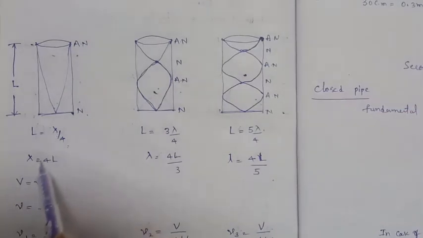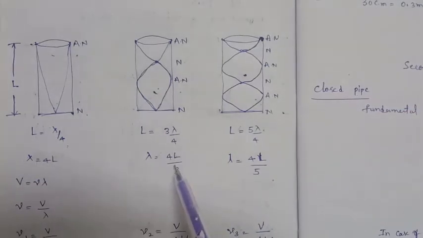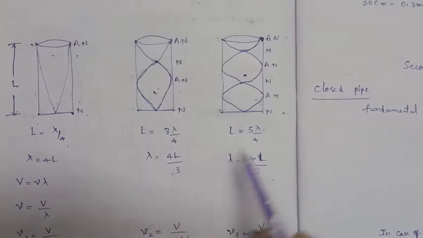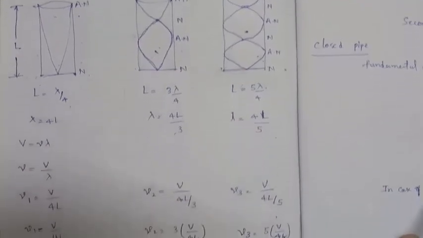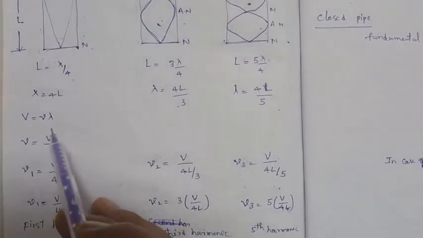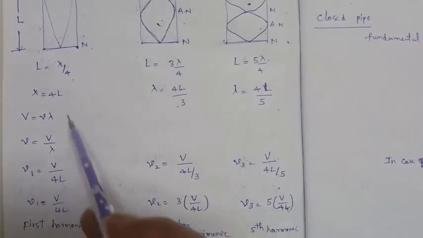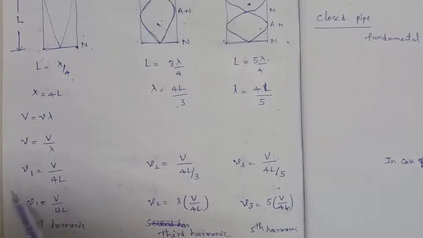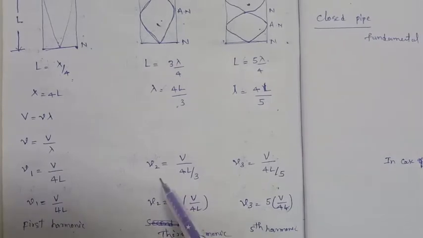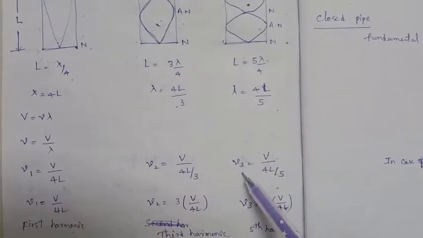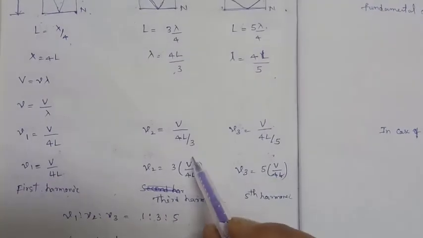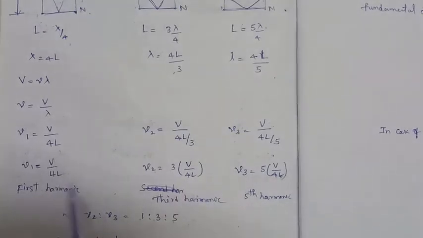So from that lambda is equal to 4L, here lambda is equal to 4L by 3 and here 4L by 5. Already you know velocity is equal to nu lambda, so nu is equal to v by lambda. In case of the first possibility, nu1 is equal to v by lambda, we are getting 4L. You have to substitute here. Nu1 is equal to v by 4L, nu2 is equal to v by 4L by 3, nu3 is equal to v by 4L by 5. So it will be the reciprocal, and nu1 is equal to v by 4L and the 3 goes up, 3 into v by 4L.